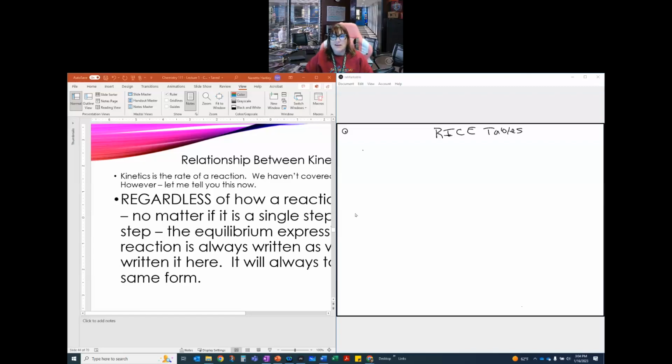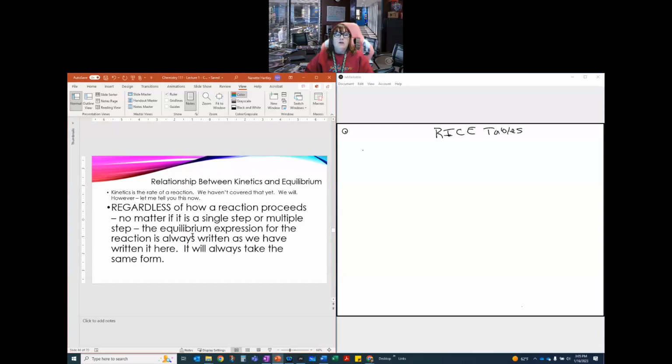Hey guys, welcome back. Let's talk about race tables. There are a couple of things that we need to talk about before we start on the race tables. One is the relationship between kinetics and equilibrium.